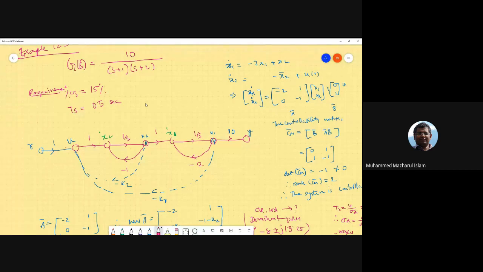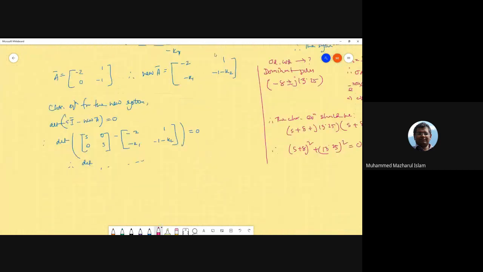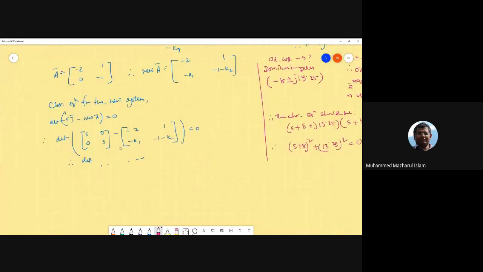cascade, parallel, phase variable, controller canonical, all of these models. However, the phase variable or controller canonical model produces the easiest calculations. If this was a third order system, you would understand possibly once you complete the calculation for sI minus A.